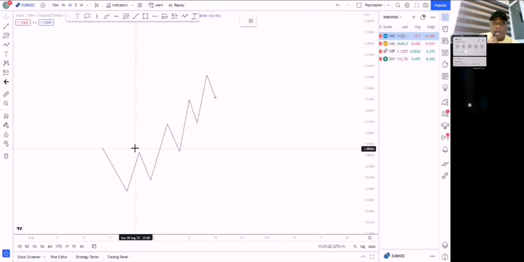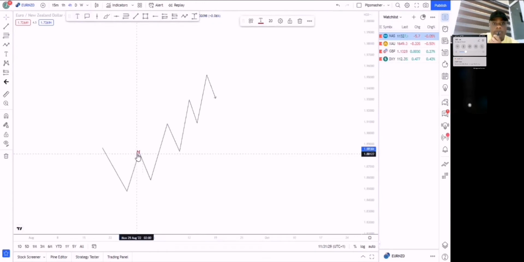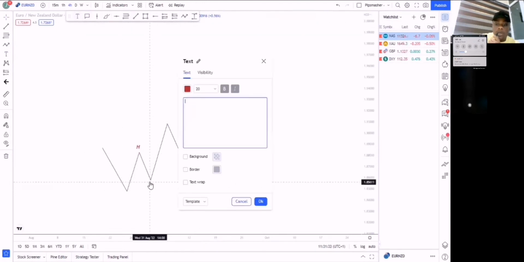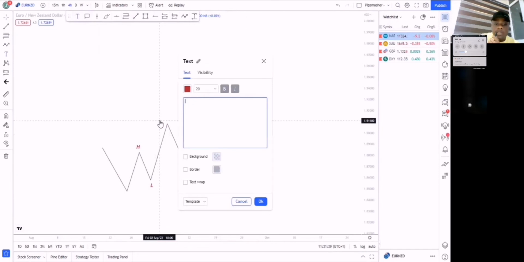At this point, we have a high here. This will be our first high. I'll label that with an H. And then we are going to have our first low here. I'll label that as L. And at this point, the market makes a higher high.